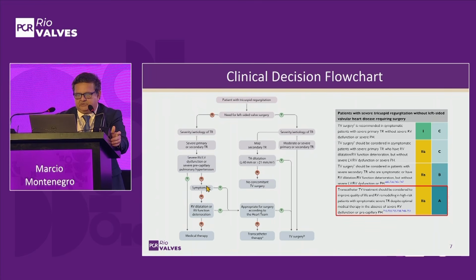If not, the next question is if it's symptomatic. If yes, go to the appropriate surgery according to the heart team. But if the answer is no and the patient is asymptomatic, the next question is RV dilation or RV functional deterioration. If yes, you can go to the appropriate surgery according to the heart team. So we are now thinking of treating these patients that we say are asymptomatic, because if we wait for the symptoms, maybe it's too late to start the treatment.